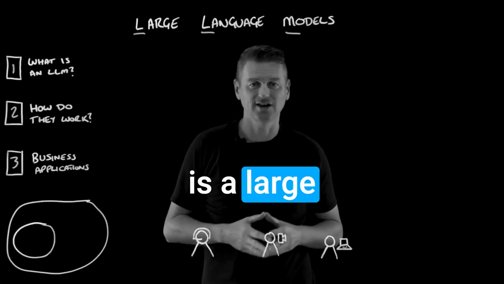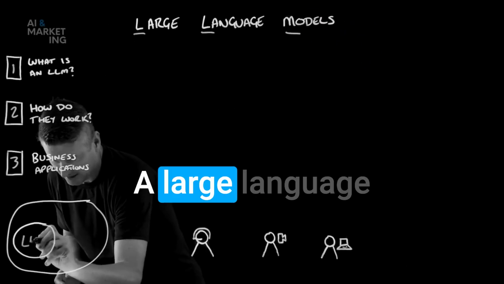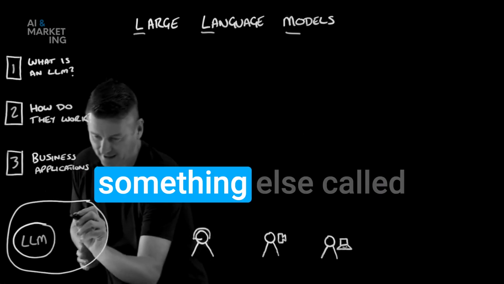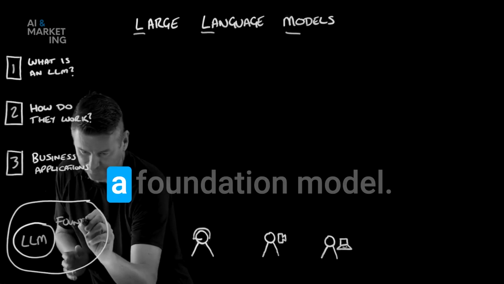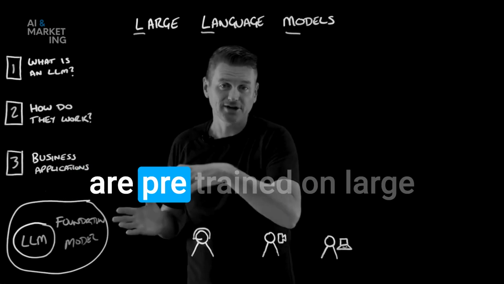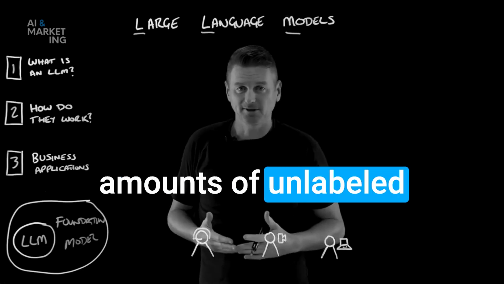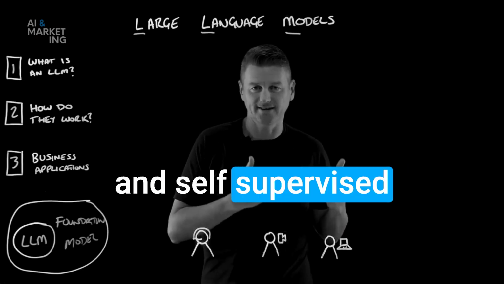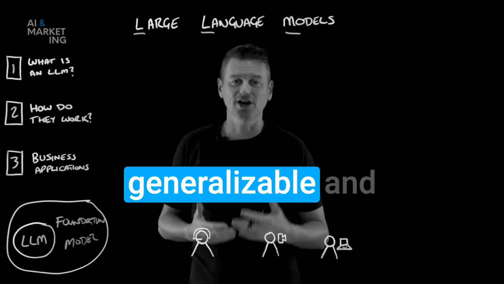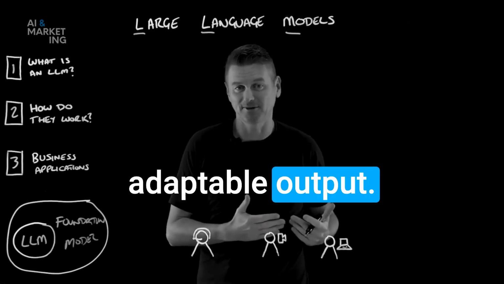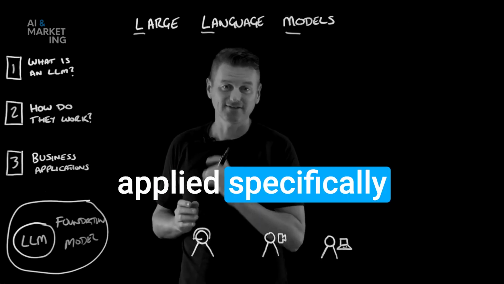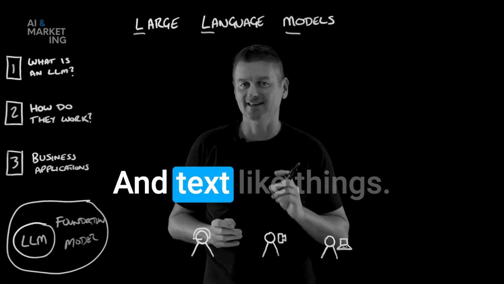What is a large language model? A large language model is an instance of something else called a foundation model. Foundation models are pre-trained on large amounts of unlabeled and self-supervised data, meaning the model learns from patterns in the data in a way that produces generalizable and adaptable output. And large language models are instances of foundation models applied specifically to text and text-like things.